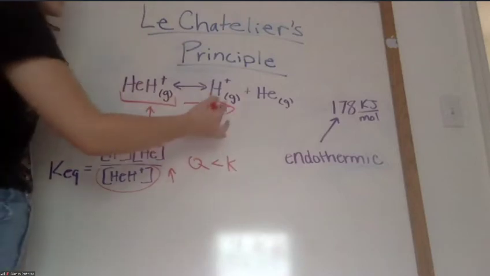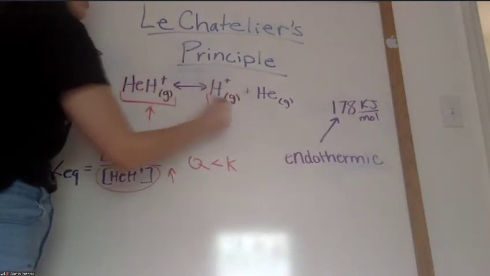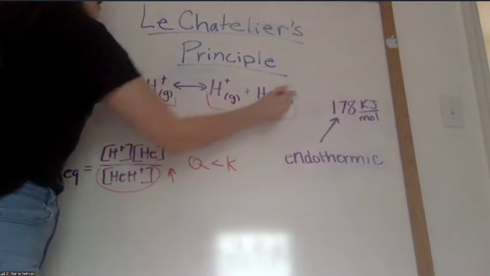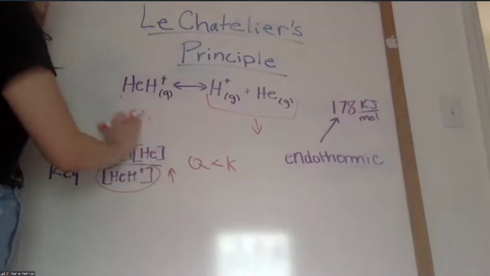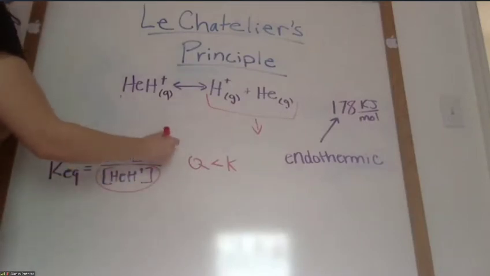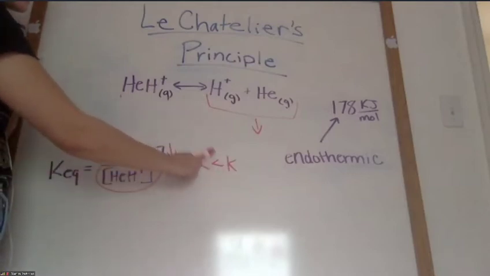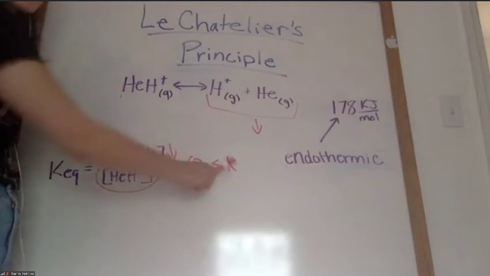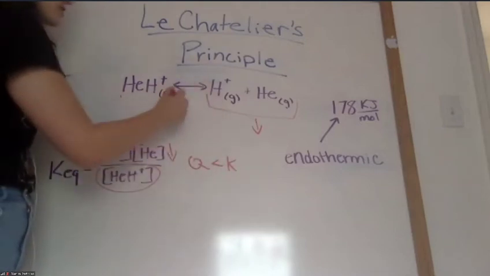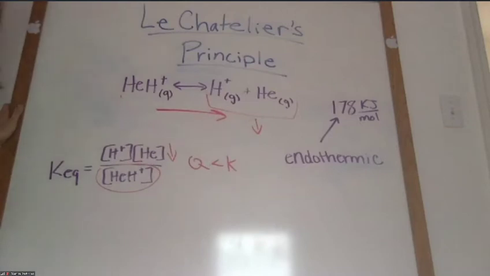The same story happens if you take one or more of the products and decrease it, because the numerator then will decrease, and the same Q will also be less than K. So the reaction will again shift in the forward direction.